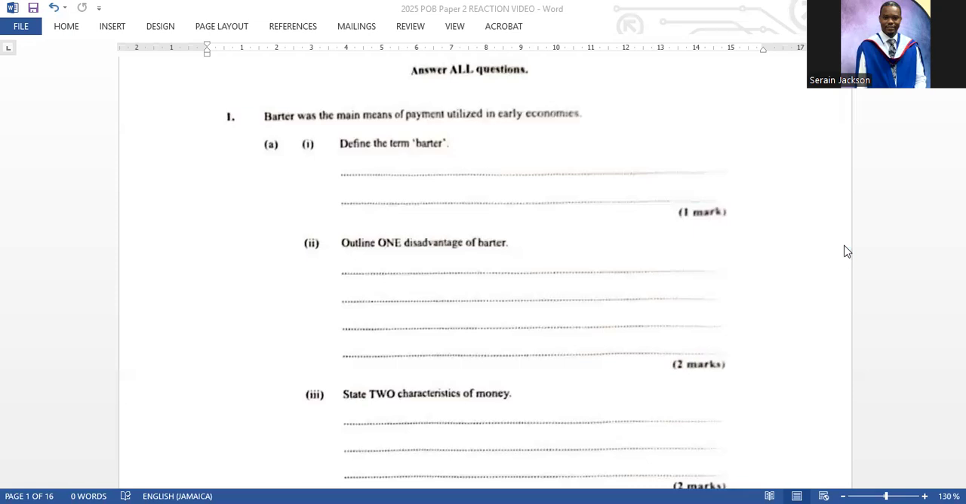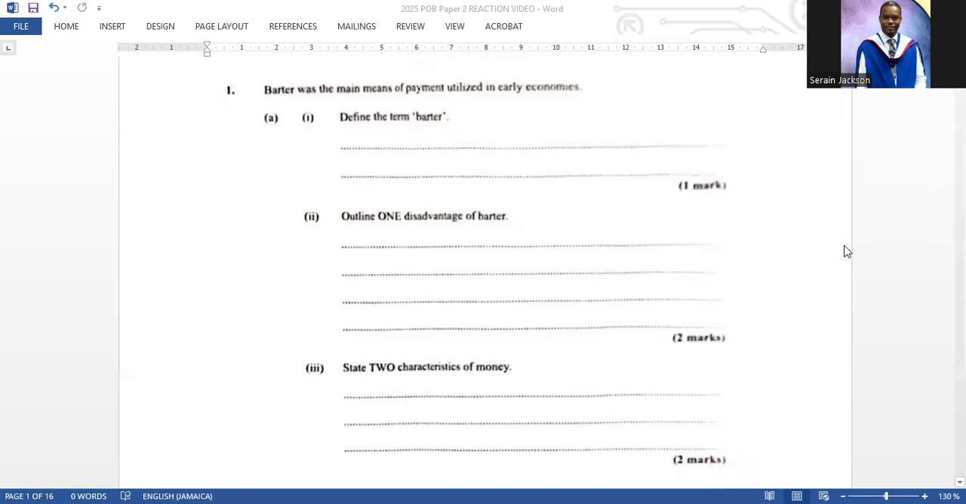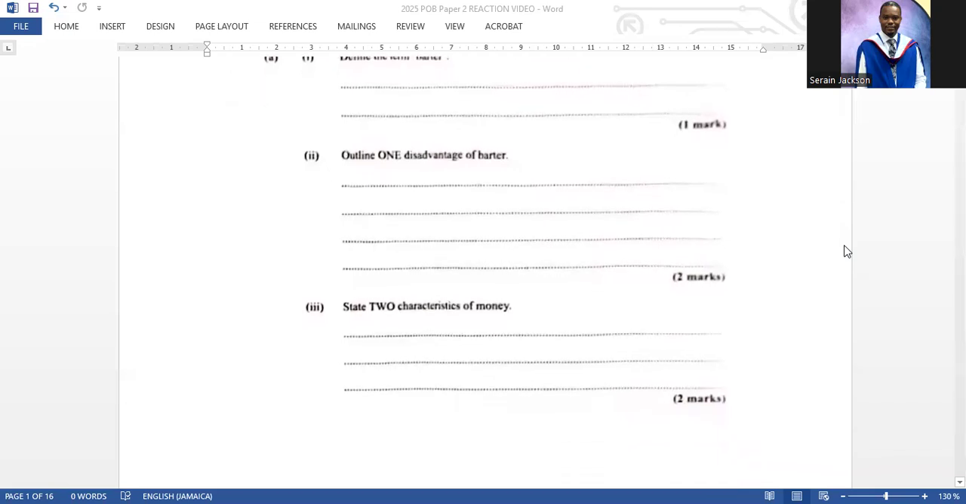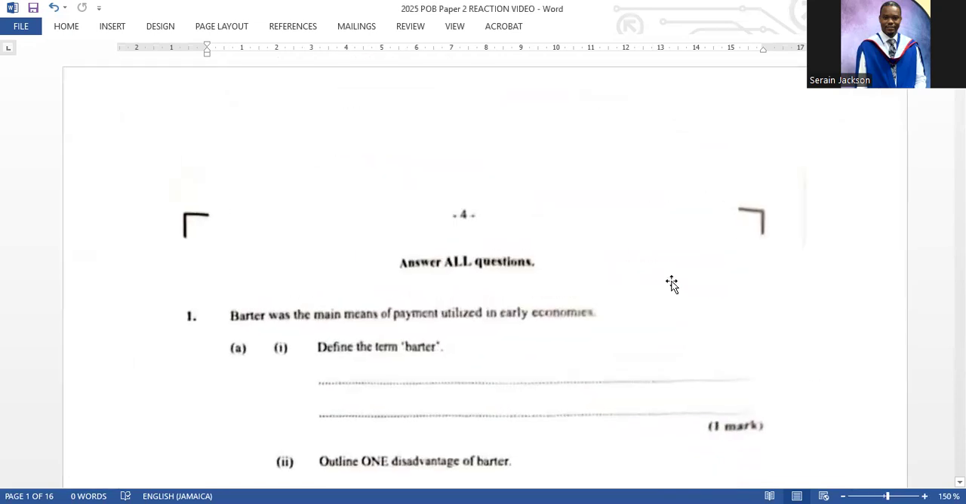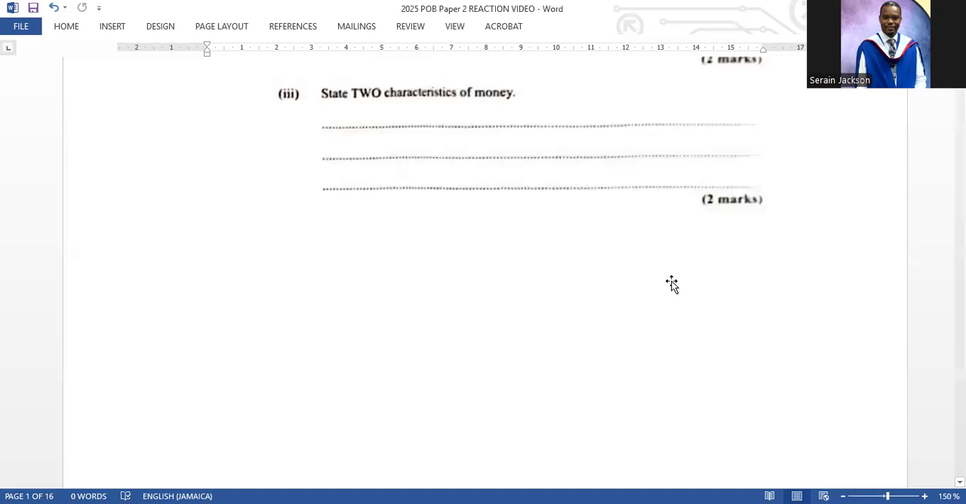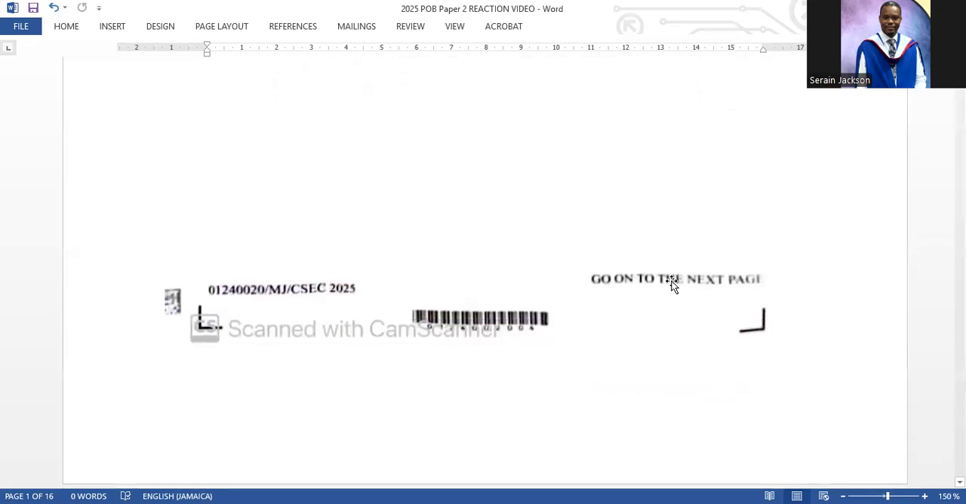And look at it. The first question is on the bartering system, talking about the definition of barter, the disadvantage of barter, the characteristics of money. All those are Unit 1 topics.